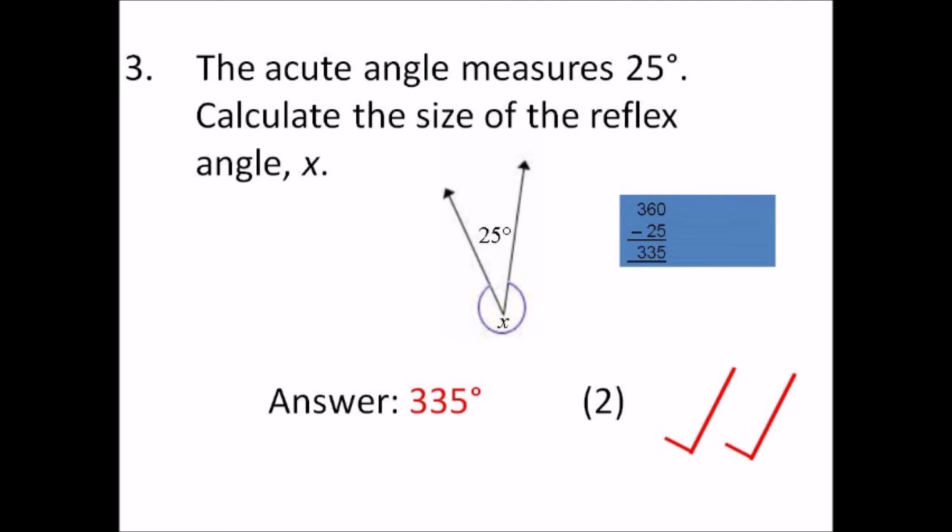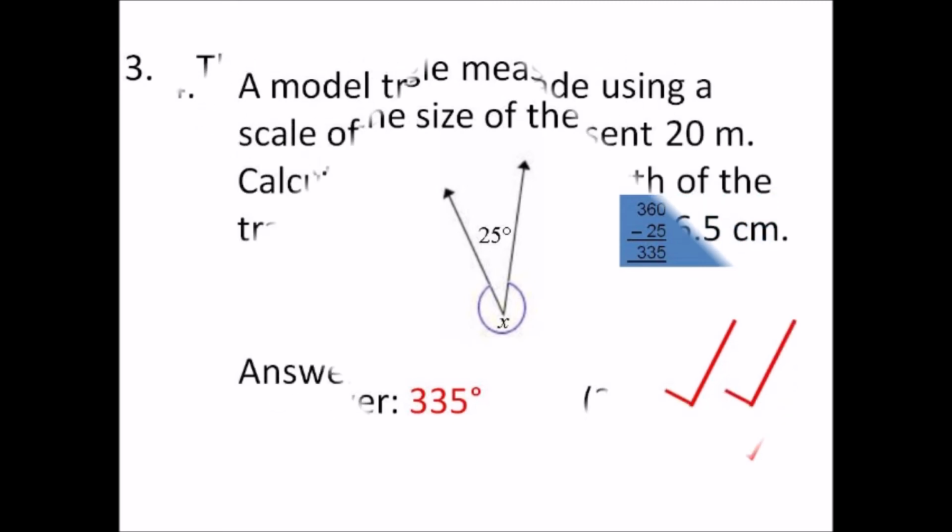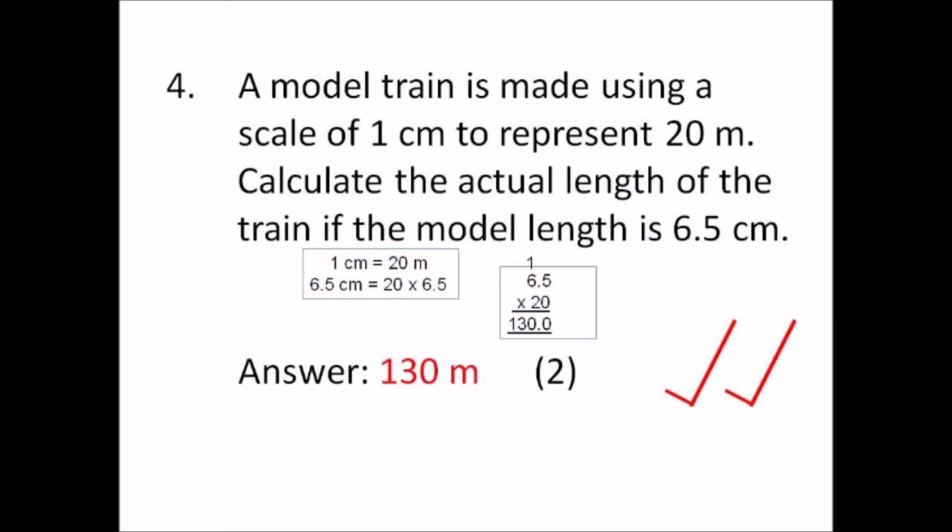Okay, and then we move on to number 4. The model train, so 1 centimeter is 20 meters. So 6.5 would be 6.5 times 20. And you do the calculation and you get 130 meters. Give yourself 2 big marks for that if you got it, guys. You just have to multiply by 20.